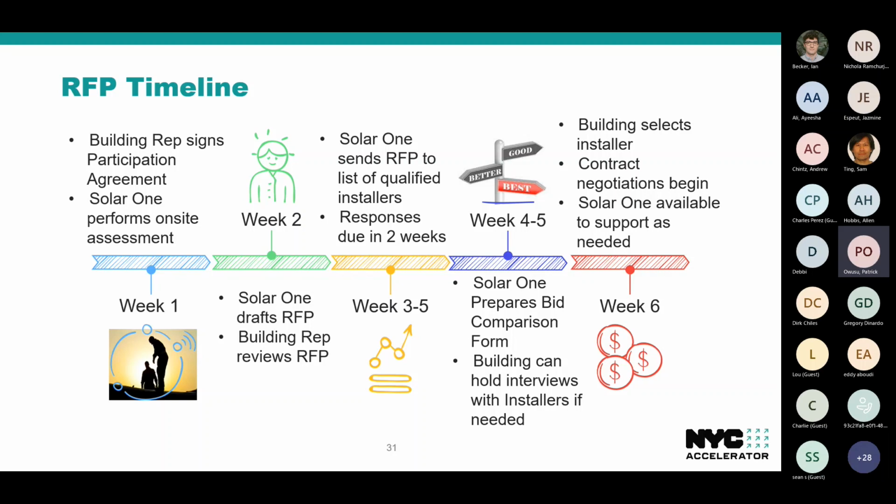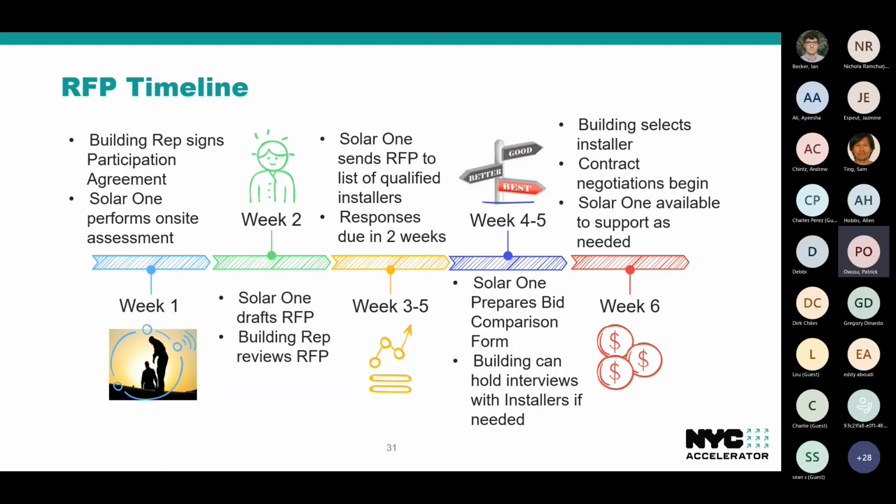As I also mentioned, we send our roof technician out, who performs that on-site assessment of the electrical rooms and the condition of the rooftop. That's in week 1. Week 2 is when we start to draft the request for proposals based on the information that we know of the building so far, and the information gathered from our roof technician. We develop that RFP and send it back to you for any final points to note. And in weeks 3 to 5, we send out that RFP to installers to bid on the project.